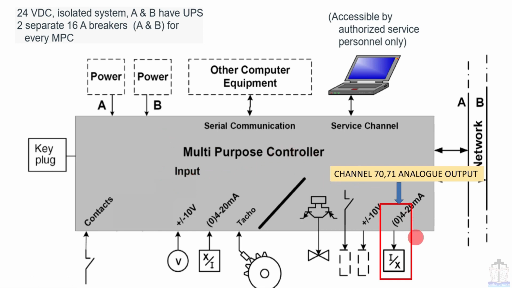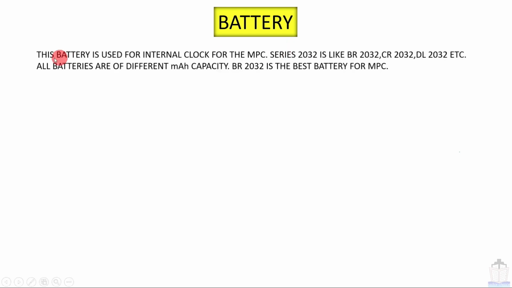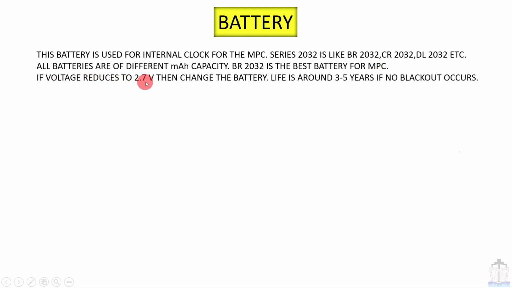Now our next component is the battery. We will see the battery part. This battery is used for the internal clock of the MPC. The 2032 series is like BR2032, CR2032, DL2032, etc. You can use any of the batteries. All batteries have different milliampere hour capacity. BR2032 is the best battery for MPC. If voltage reduces to 2.7 volt, then change the battery. Usually the potential of this battery is 3 volt. If it drops below 2.7 volt, you have to change the battery. Life is around 3 to 5 years if no blackout occurs.